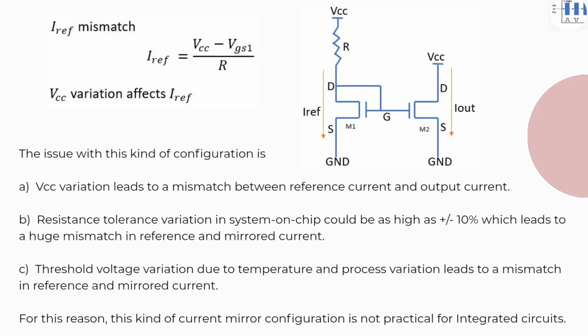The issue with this kind of configuration is: A. VCC variation leads to a mismatch between reference current and output current. B. Resistance tolerance variation in a system-on-chip could be as high as plus or minus 10%, which leads to a huge mismatch in reference and mirrored current. C. Threshold voltage variation due to temperature and process variation leads to a mismatch in reference and mirrored current. For this reason, this kind of current mirror configuration is not practical for integrated circuits.